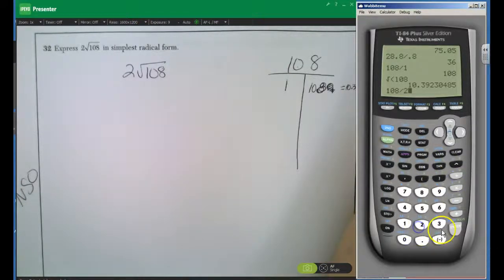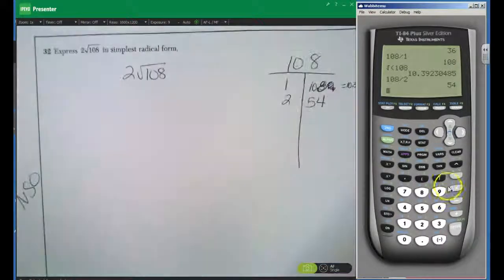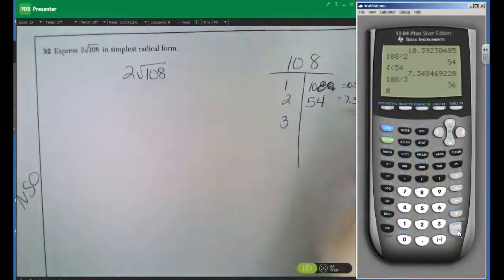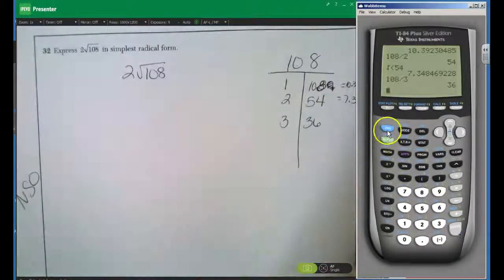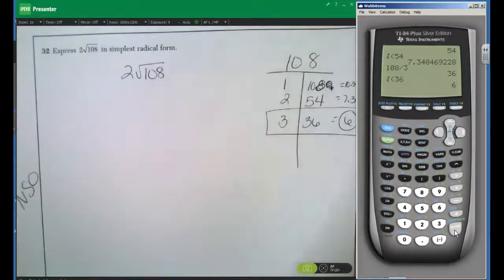108 divided by 2 gives us 54. Can we take the square root of 54? No. If we did, we get 7.3. So now we're going to do 108 divided by 3. We get 36. Can we take the square root of 36? Yes. So we know this is the biggest way we can separate it out.